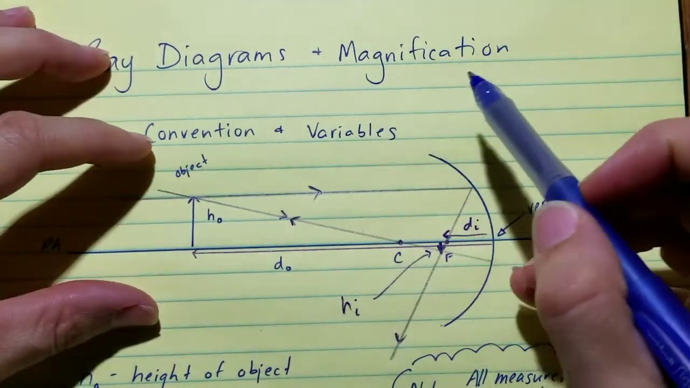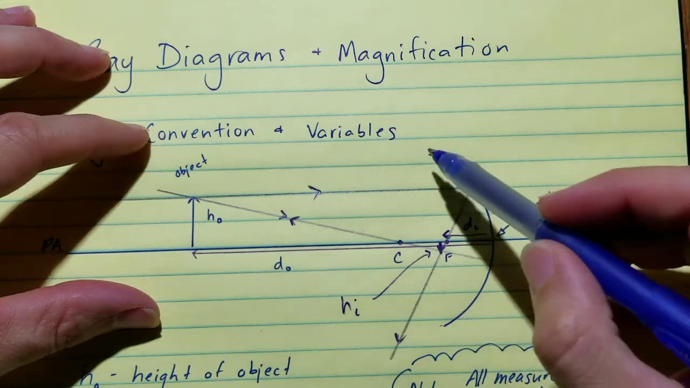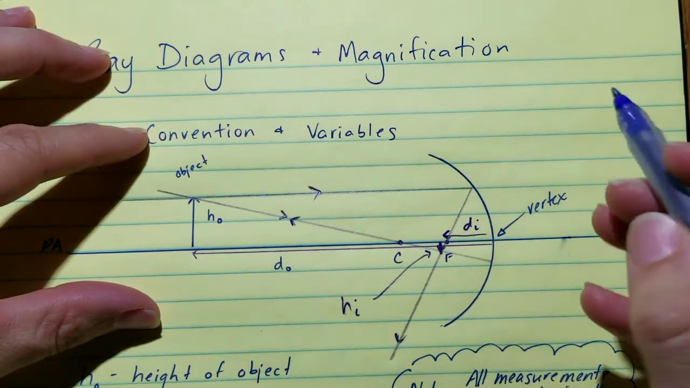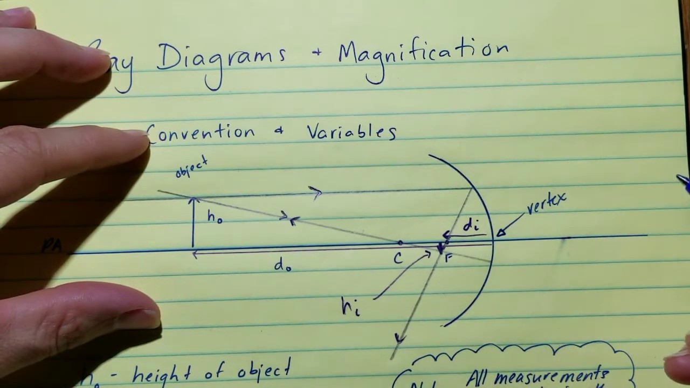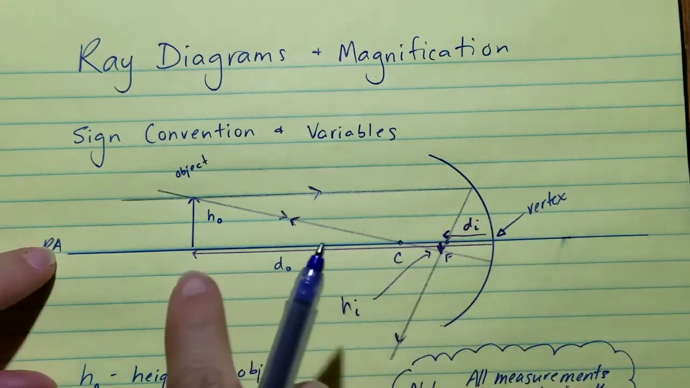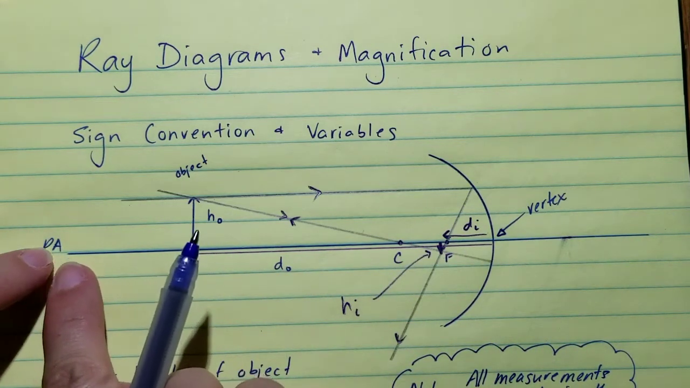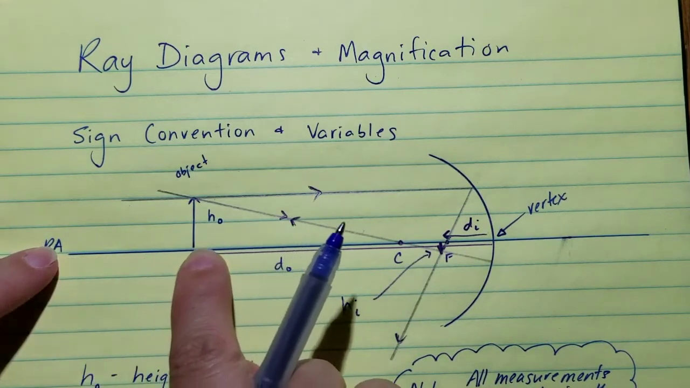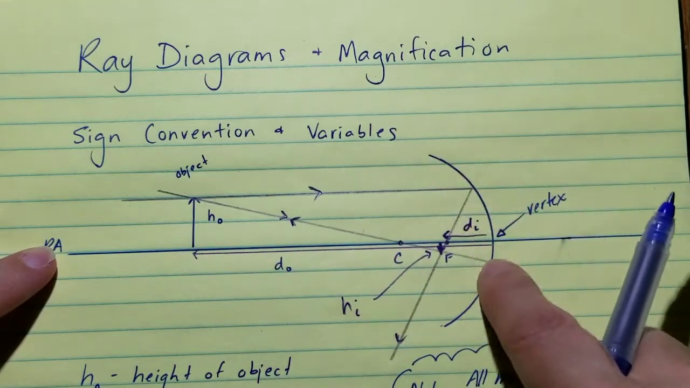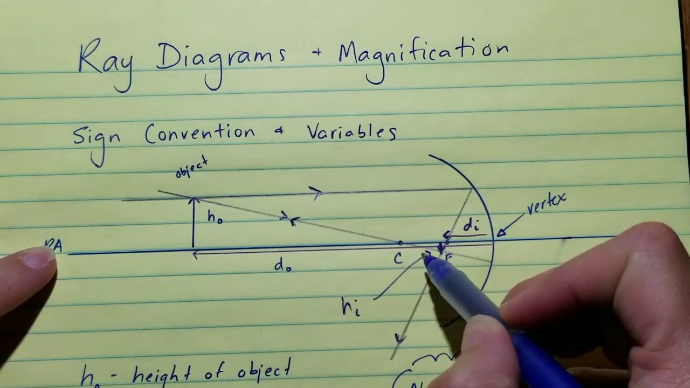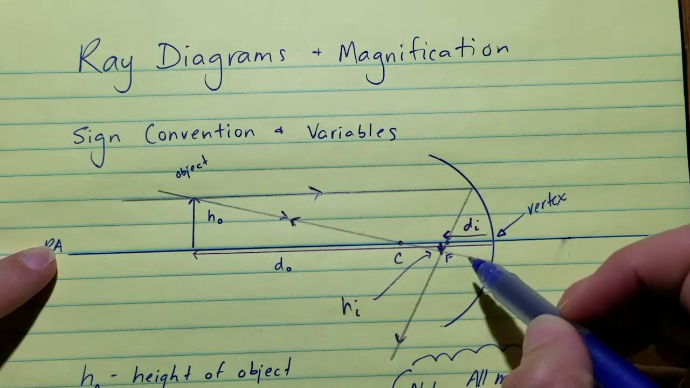All right, so this is my mirror. It happens to be a concave mirror. Your textbook doesn't talk about the vertex, but in my physics textbooks, they referred to it as the vertex. So here's the principal axis. I've drawn in my mirror. This is the center of curvature, and here's my focal point.